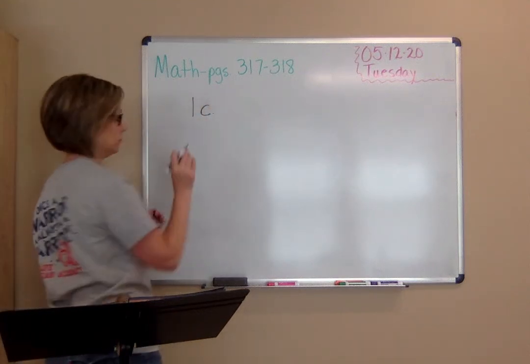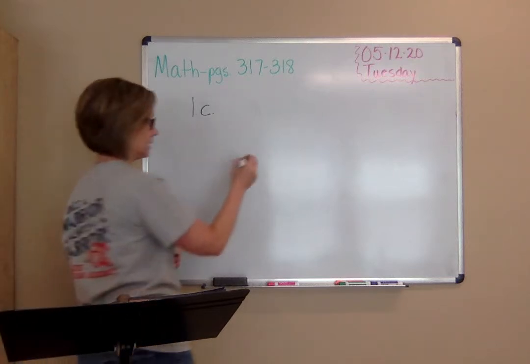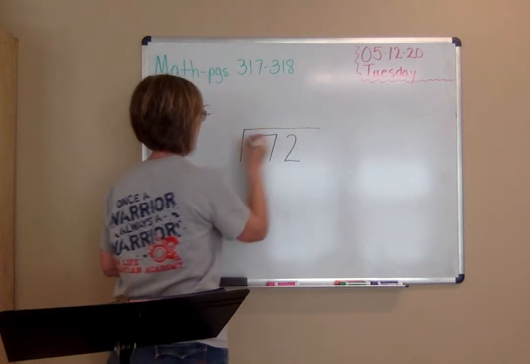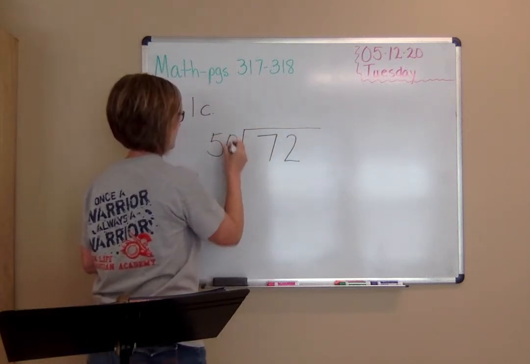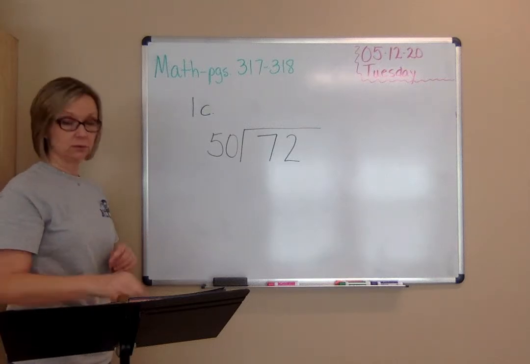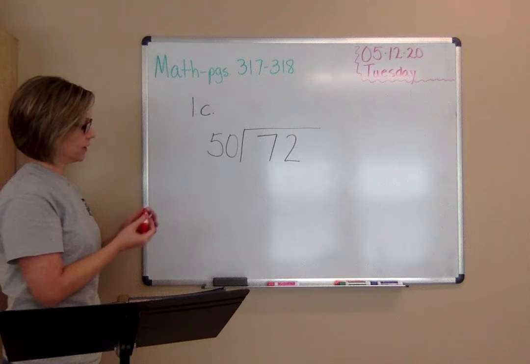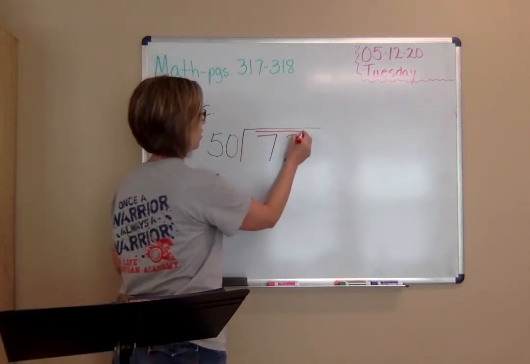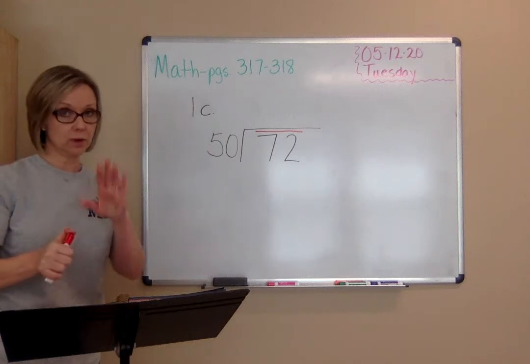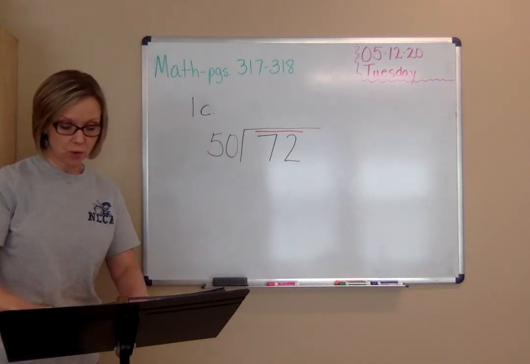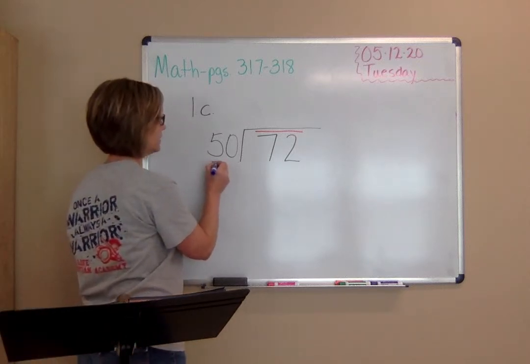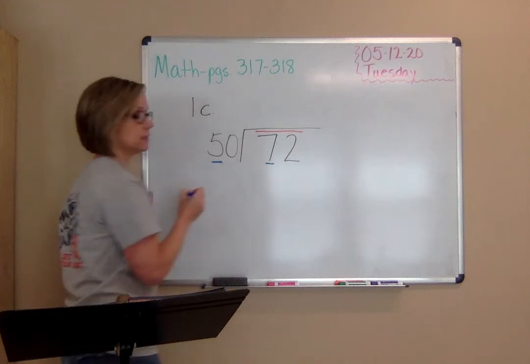Now hold on just a minute. 72 divided by 50. Huh? That doesn't work. Well, let's check it out. So first of all, let's draw our line over the whole number of 72. Now we're going to say how many 5s are in 7.